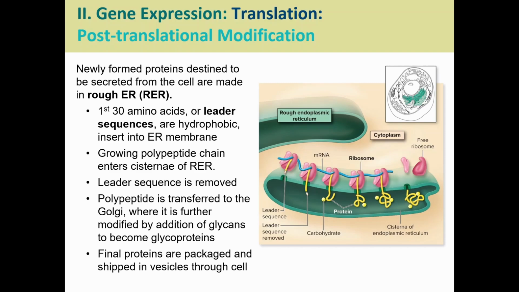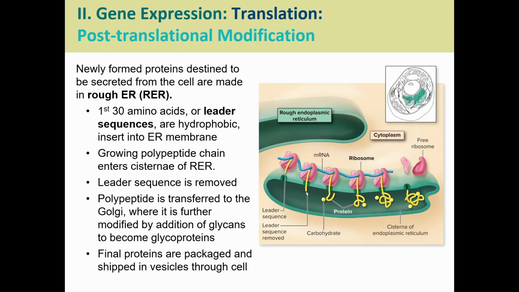Now, a lot of these proteins are destined to make their way through the rough ER, right? So we can have this happen if we are using a ribosome that's embedded in the rough ER. The first 30 amino acids, or the leader sequence, is hydrophobic, and so it's going to get inserted into that membrane. Then we're going to keep pumping out more of that protein, pushing it into the inner layer of the rough ER, the lumen of that. That leader sequence, the first 30 amino acids, gets removed. It's there just so that we can get started on the rough ER.